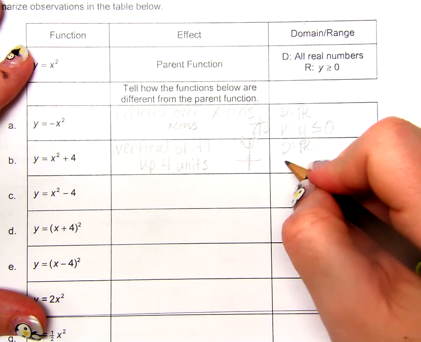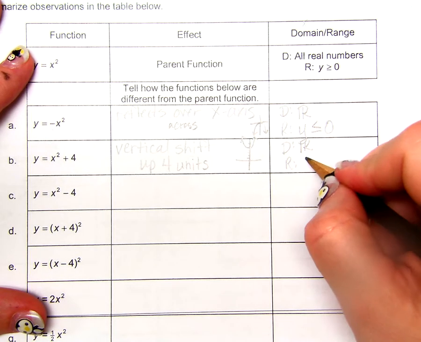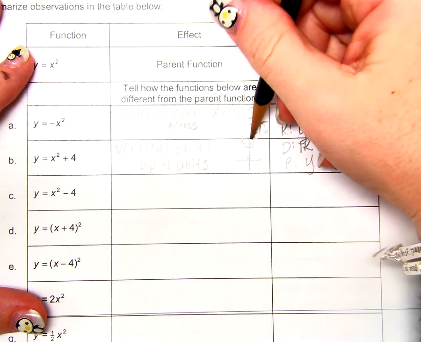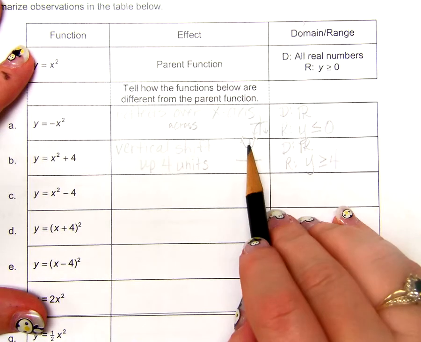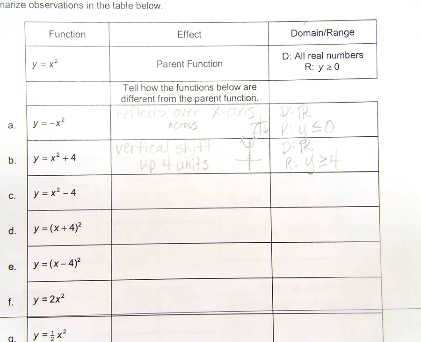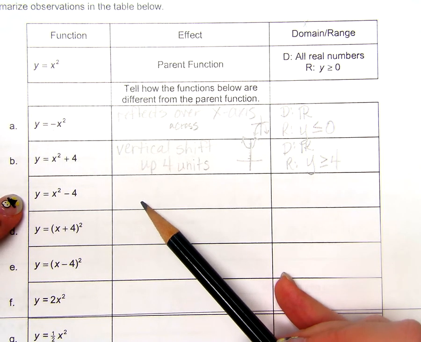What about its range? Y is greater than or equal to 4, right? Because how far down does it go? To 4. And how far up does it go? All the way. Questions so far? Okay. So, once again, the vocabulary I'm going to use on C is a little different. They mean the same thing. I want you to be familiar with both of them. Fair enough? Because what would I write here if I was using the same vocabulary? Vertical shift down 4 units, right?